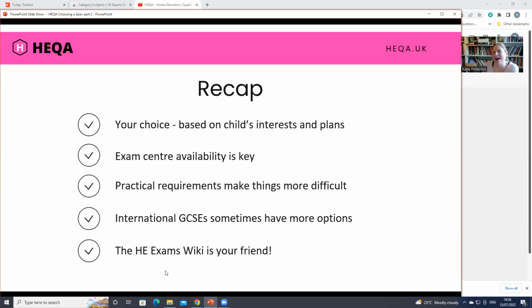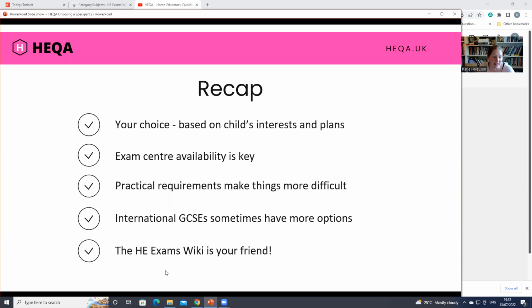So once you've got your idea of what it is that your child wants to do, the key thing is whether you can actually find somewhere sensible to sit that exam. So you're going to be looking for an exam centre that takes private candidates. That could be a commercial exam centre that's basically just set up to help private candidates sit exams. If you've got one of those near you, they will probably do all the different boards, most of the subjects. You tend to have a lot more flexibility. It tends to be a higher cost.